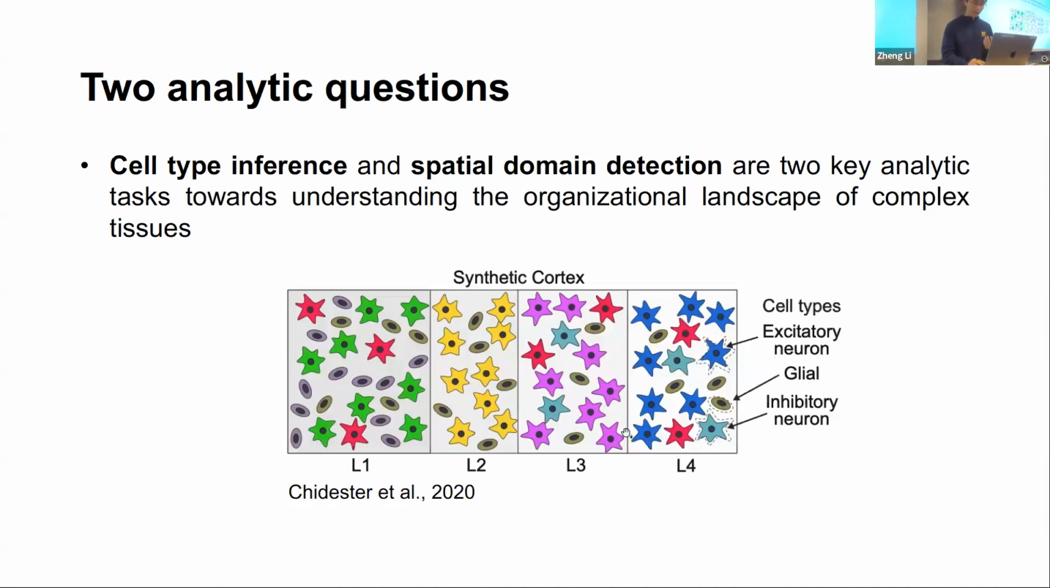And besides these different cell types, we also have 4 different spatial domains. In this context, because this is cortex, they're usually called layers. And we have layer 1 all the way to layer 4. And we can find that in each layer, we have a different composition of cell types.